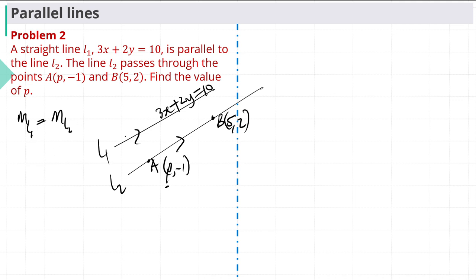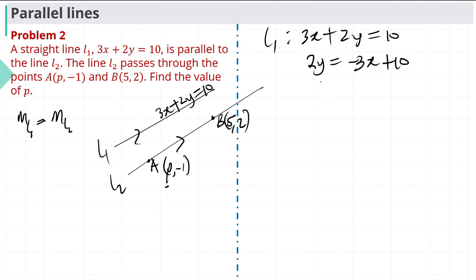But then, what's the gradient of L1? Equation of L1 can be rewritten in the general form y equals mx plus c. So we see clearly what the gradient is. Thus, we want to make y the subject of this equation. Divide each term by 2. This tells us that the gradient of L1 is -3 out of 2.